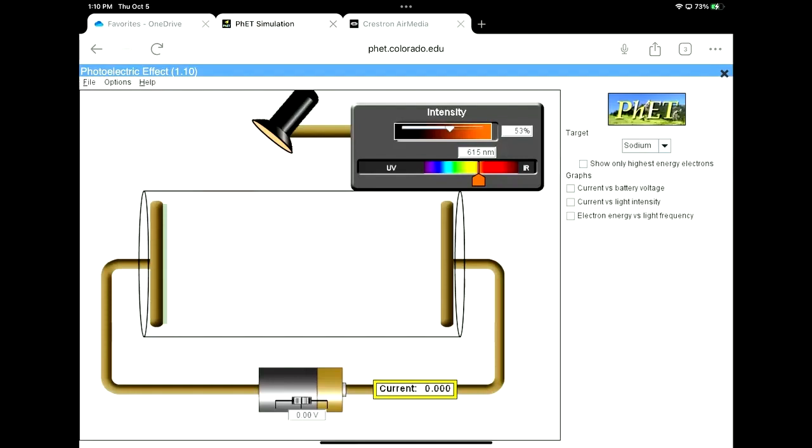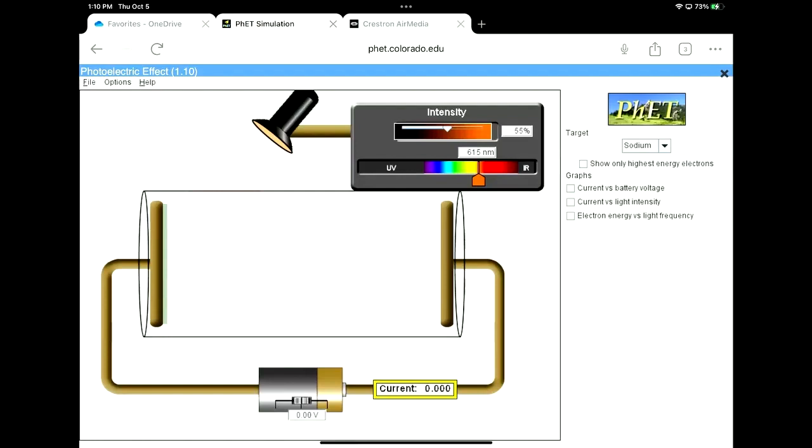Does changing the intensity of the light change the energy of the light? No. All intensity does is change how many photons are hitting the surface. Intensity is like amplitude, kind of, but it doesn't change the energy. Okay, so let's see. I have the lamp on. Tell me, are any electrons being ejected from the surface? No. So what do I have to do to make electrons be ejected?